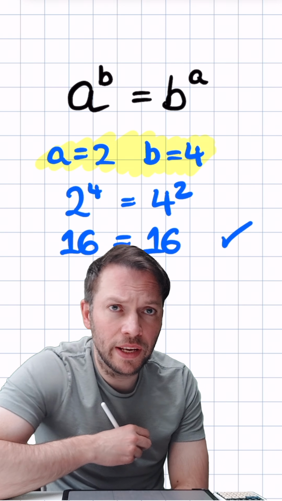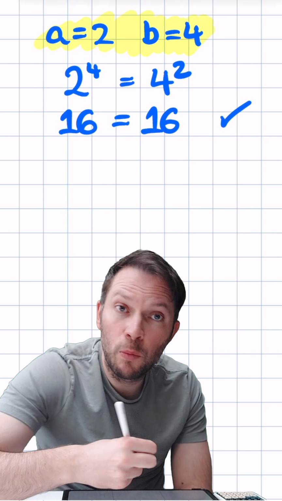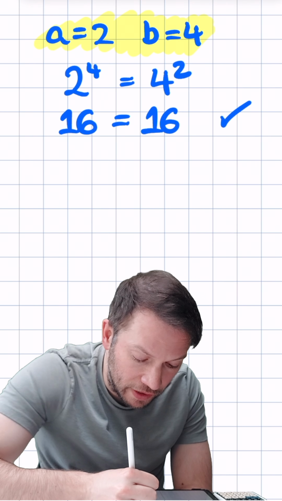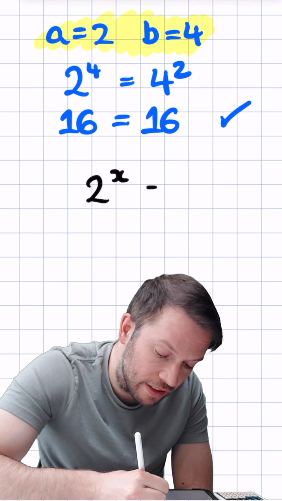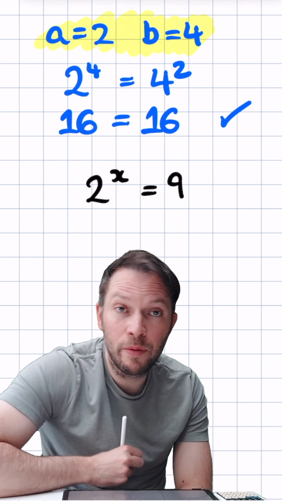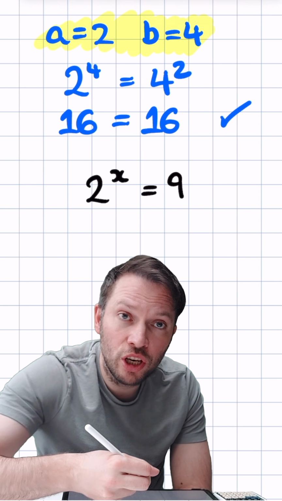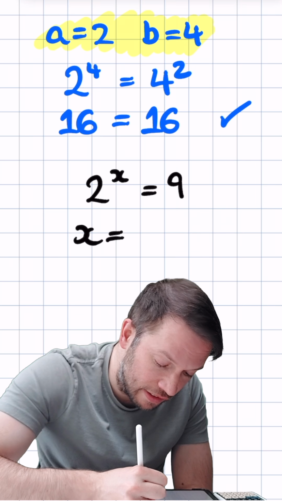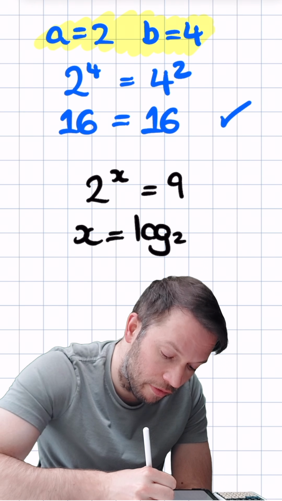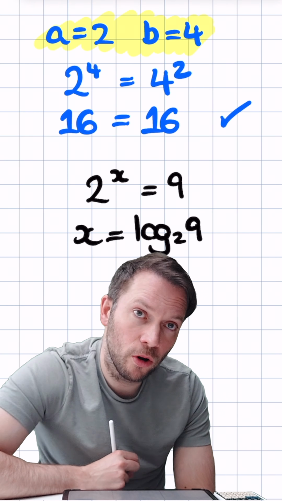Well, we have to use something called logs for this. And what logs do is find unknown powers. So for example, if I had 2 to the power of x is equal to 9, and we wanted to find the value of x, we would use log for that. So we'd say that x is equal to log base 2 of 9. And you can find the log key on your calculator.